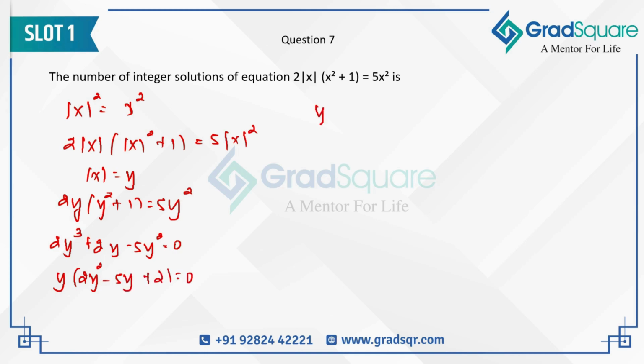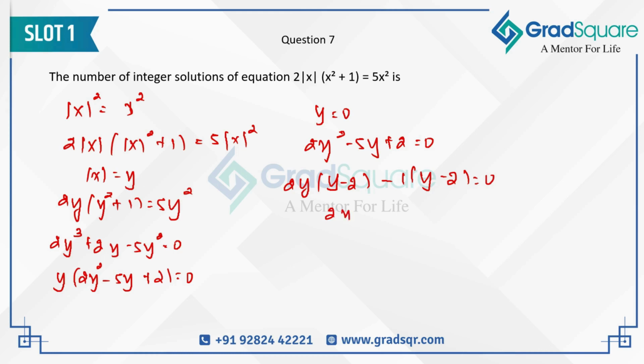So we have a solution y equal to 0, and 2y square minus 5y plus 2 should be equal to 0. So factorizing the given equation, we are ending up with 2y into y minus 2 minus 1 into y minus 2 equal to 0. So 2y minus 1 and y minus 2 equal to 0. So 2y is equal to 1 and y equal to 1 by 2, and y minus 2 equal to 0, and y will be equal to 2.